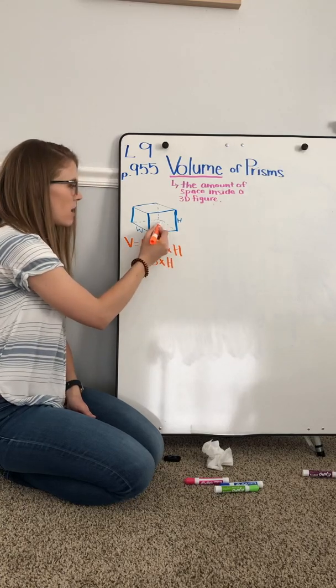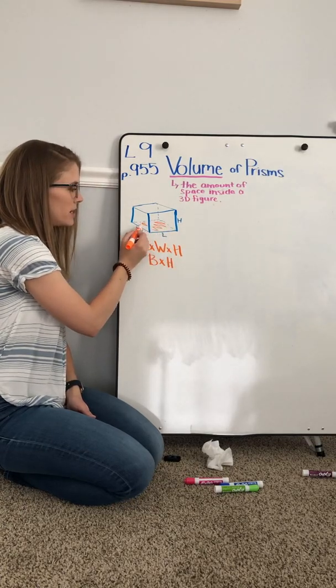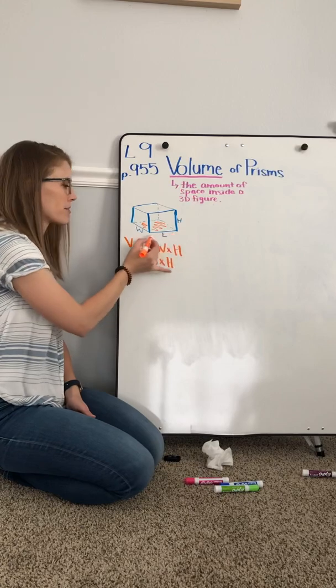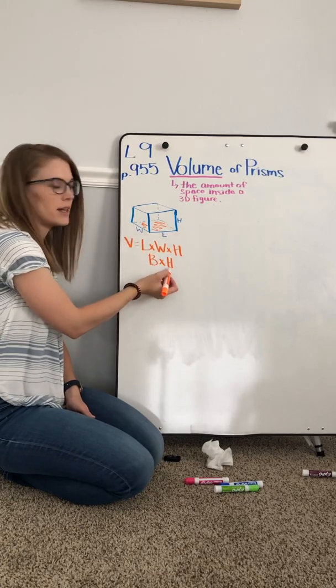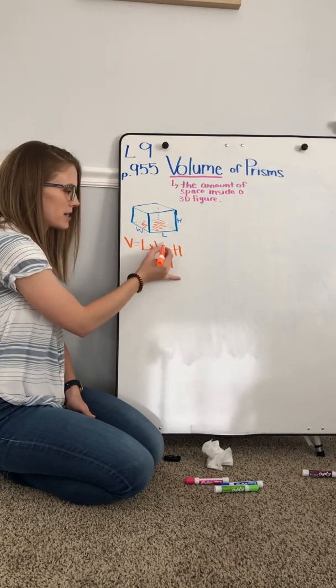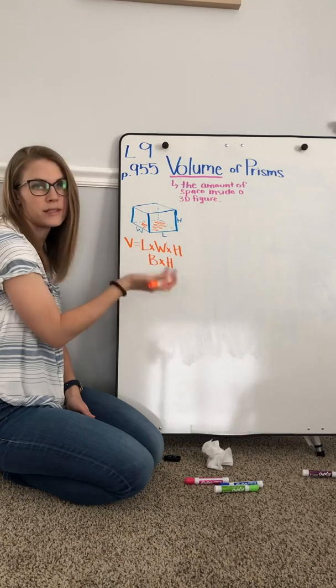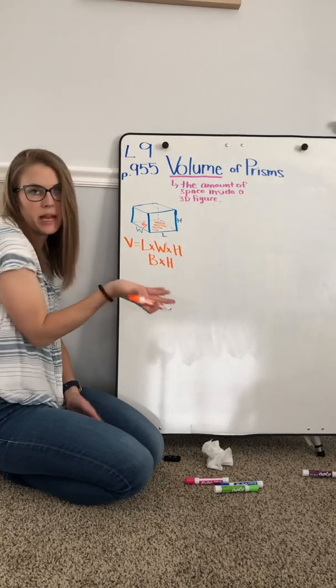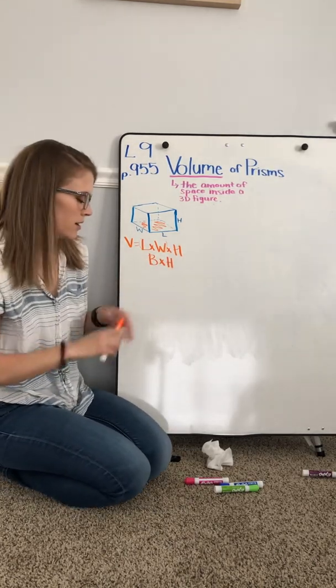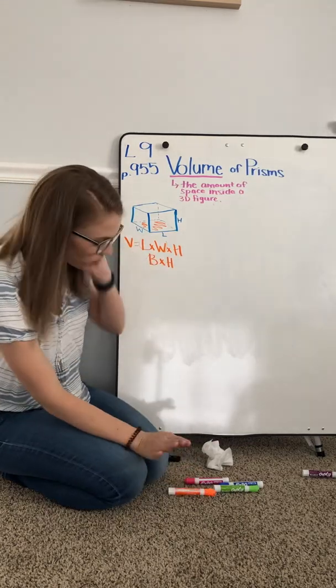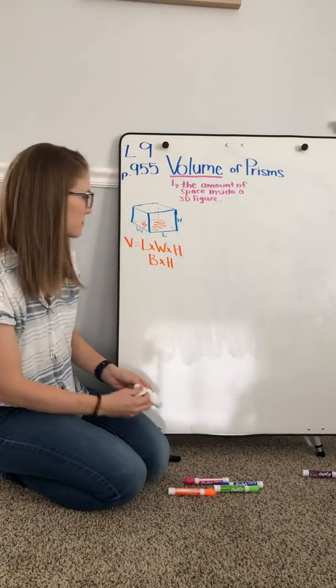You might also see it written as base times height. That's because we call this bottom face here the base, and that's the length times the width. That gives you the base times height. So it's like thinking of it as length times width times height, base times height. Same thing, okay? All right, so let's do a really simple one just to get us started.